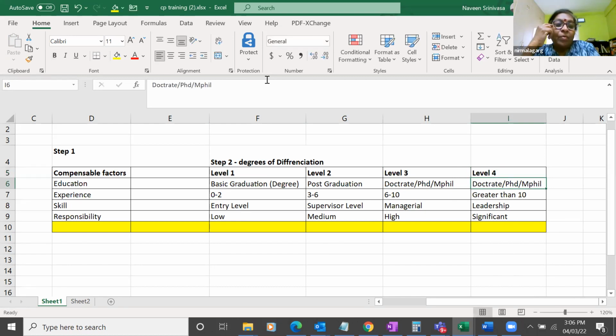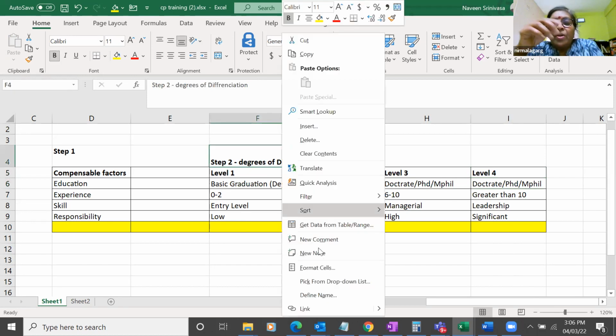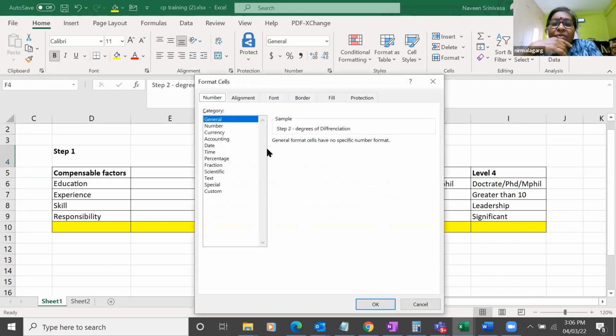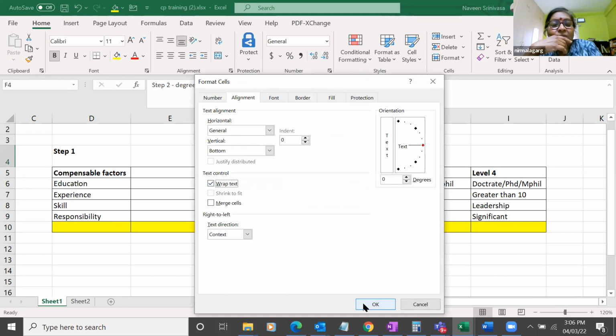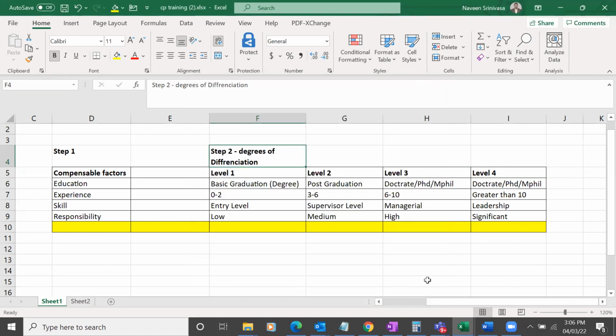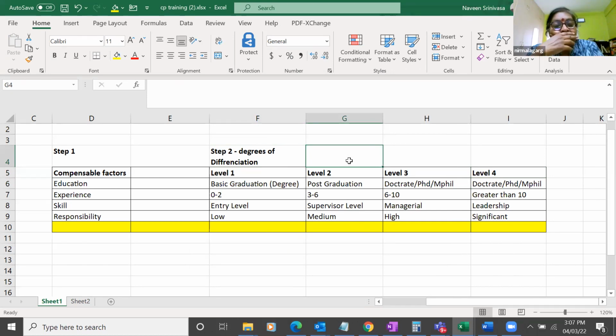Now education, let me see, basic, doctorate, PhD, MPhil. Now level 3 and level 4 are having similar. As I told you, we will get into descriptions a little later. Step 3, weightages. Not there, right under E.